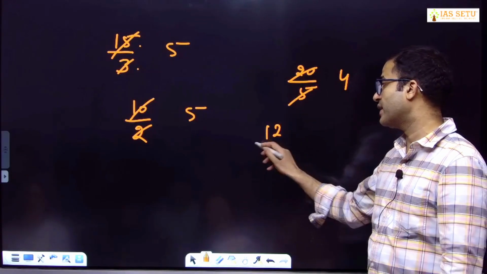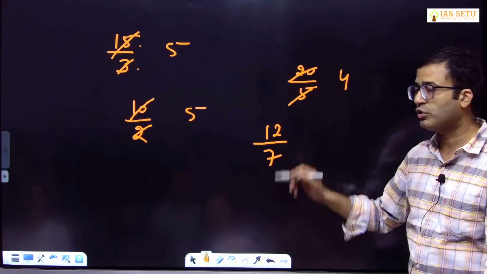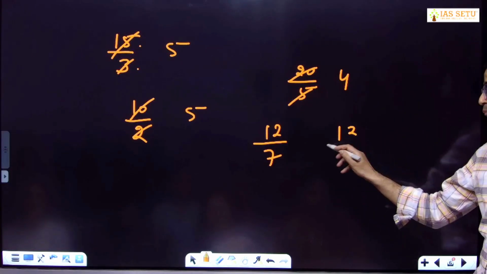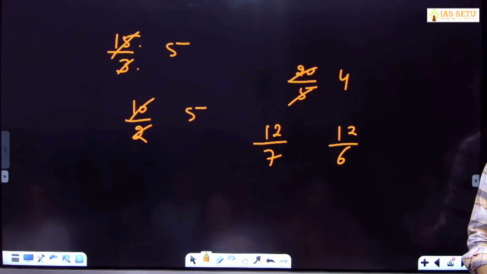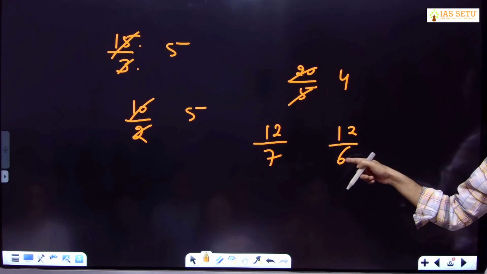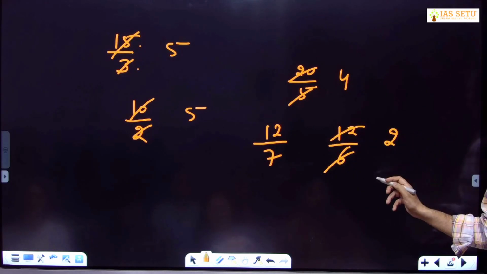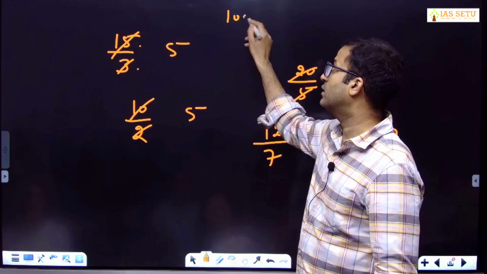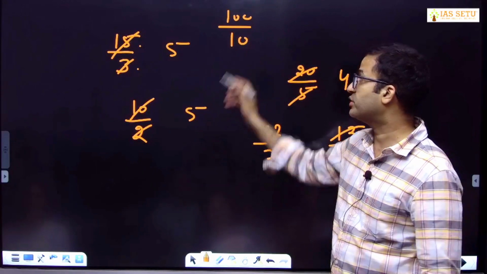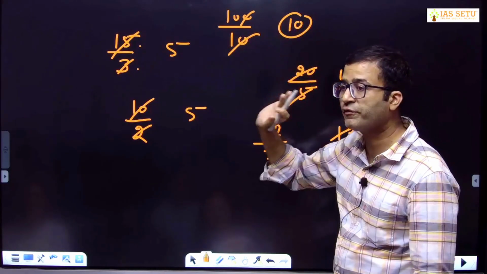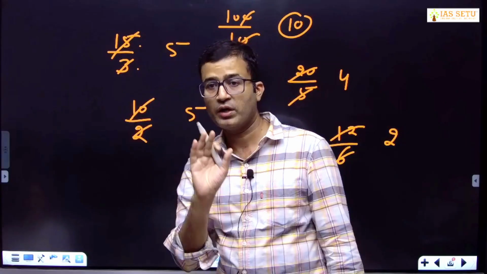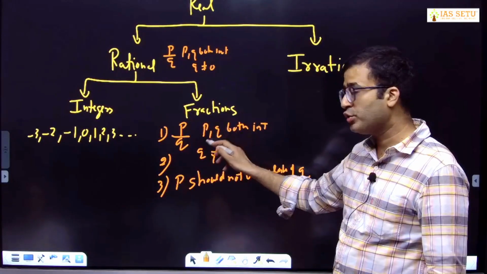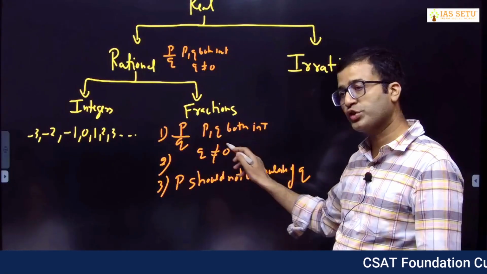But if it is 12/7, since 12 is not an exact multiple of 7, 12/7 is a fraction. But if it is 12/6, as per the definition of fraction, it is not a fraction, because when you simplify it is 2, so it is actually an integer. Like 100/10, when you simplify you get 10, so 10 is not a fraction, it is actually an integer. So I repeat, it can be expressed in the form of p/q, where p and q are both integers, q is not equal to 0.